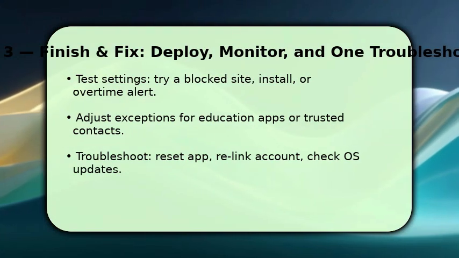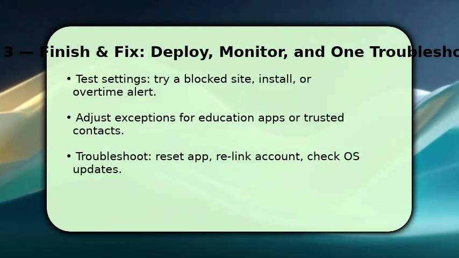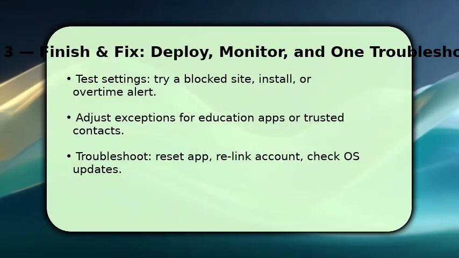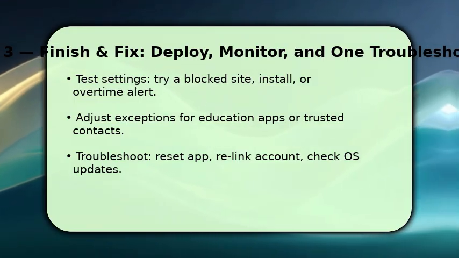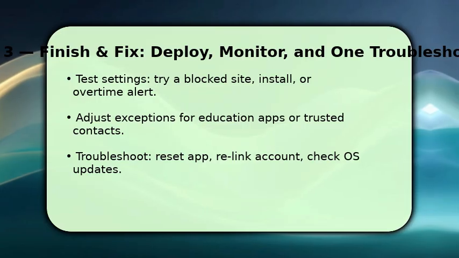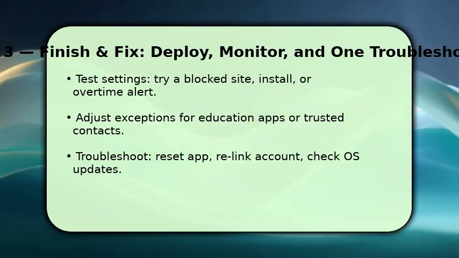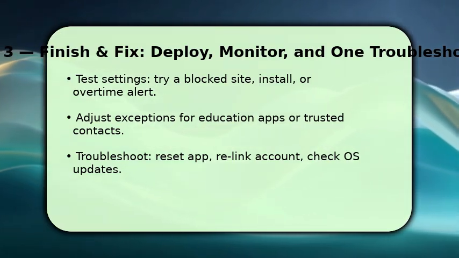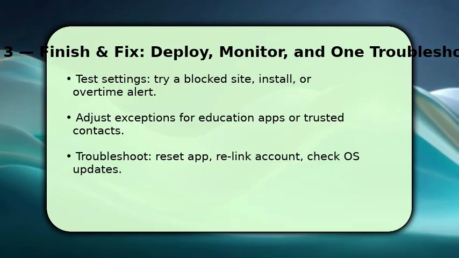Finish by testing each control so you confirm what the child actually sees and why a block happened. Once satisfied, add approved exceptions for homework apps and trusted contacts to avoid disruption. Make sure to explain rules to the child so expectations are clear.